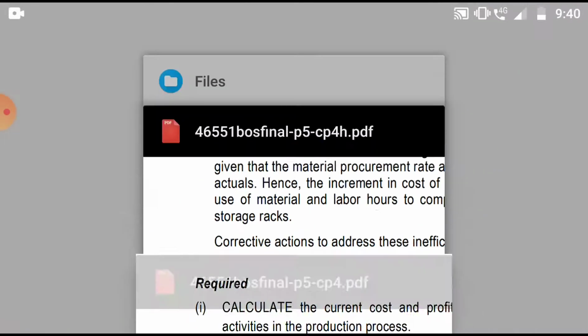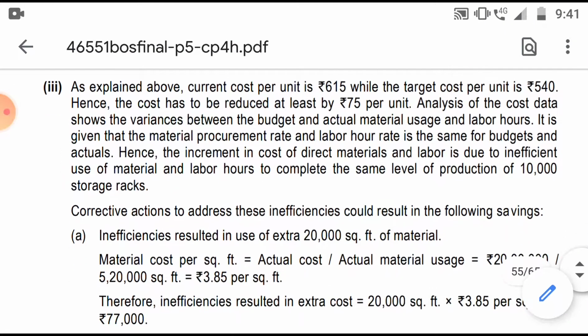So how to arrive at the target cost? Their current cost is 615 as explained above, while the target cost per unit is 540, hence the cost needs to be reduced by at least 75. Analysis of the cost data shows that the variances between the budget and the actual material usage and labor hours arise given that the material procurement rate and the labor hour rate are the same. The rates are the same, but their usage is different, meaning usage is more, which has led to the increase in the cost.